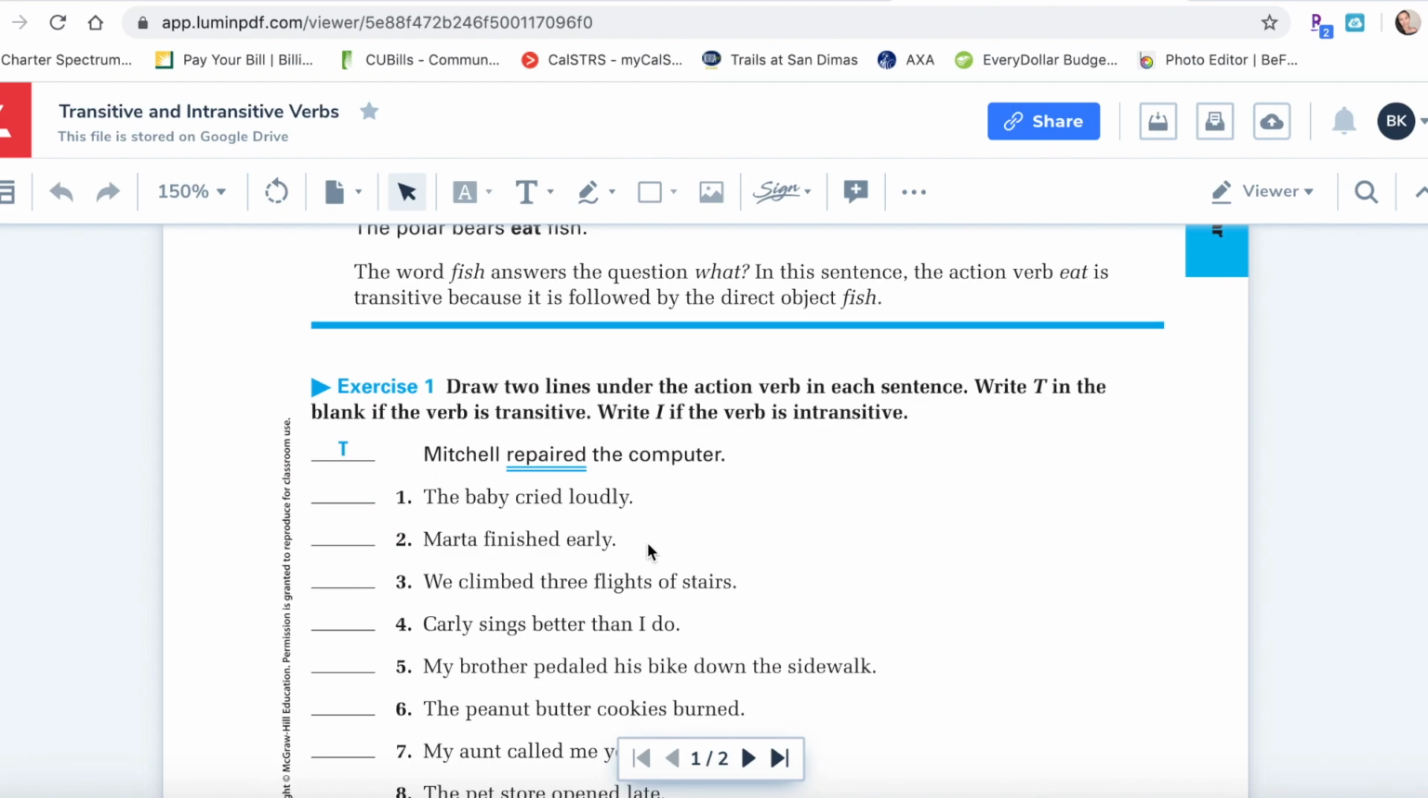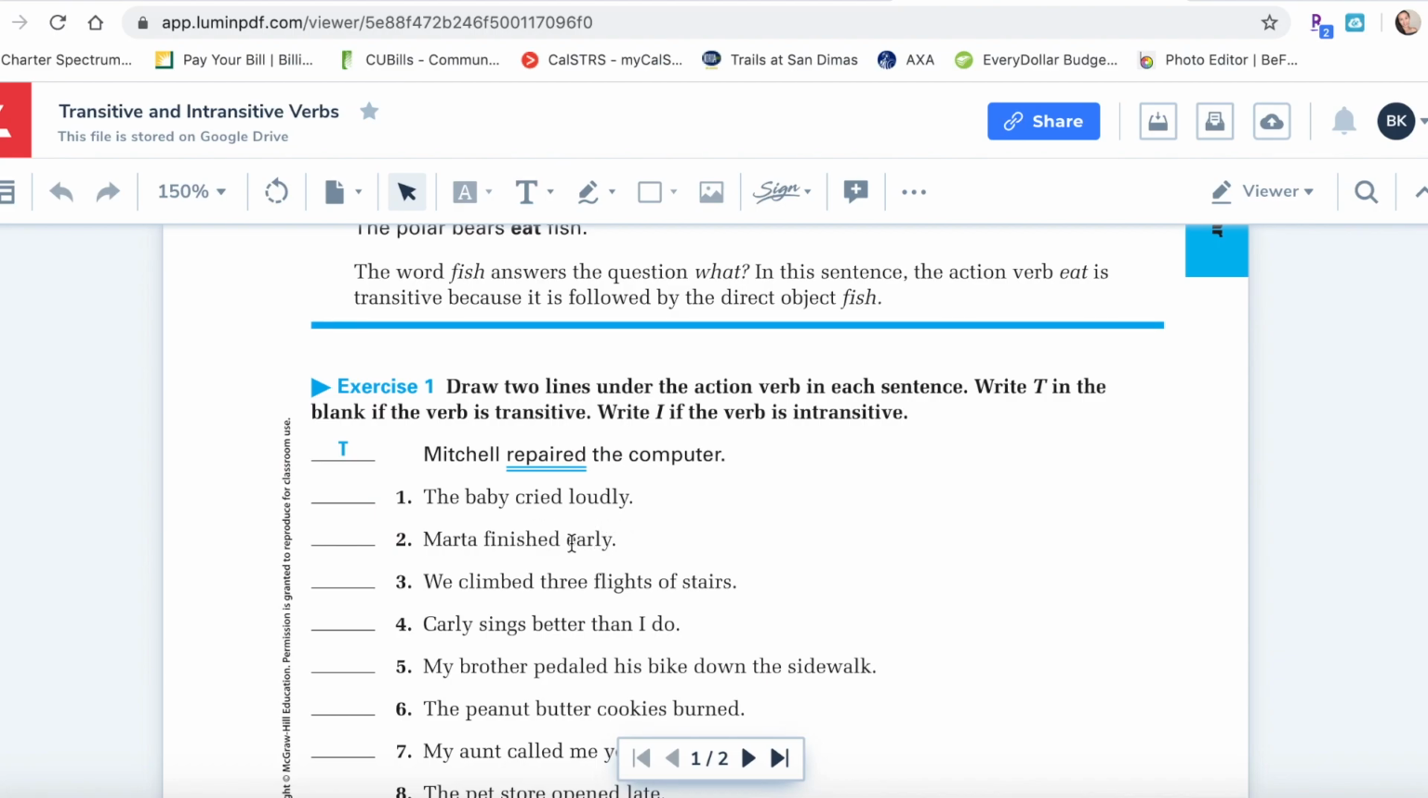Marta finished early. Go ahead and identify the action verb. What is the verb? Marta what? Did Marta finish or did Marta early? Marta finished, right? So finished is the verb. That's what you would initially double underline. Now we need to figure out if it's transitive or intransitive. Is this describing how Marta finished, or is this something that's a result of finished, I guess?